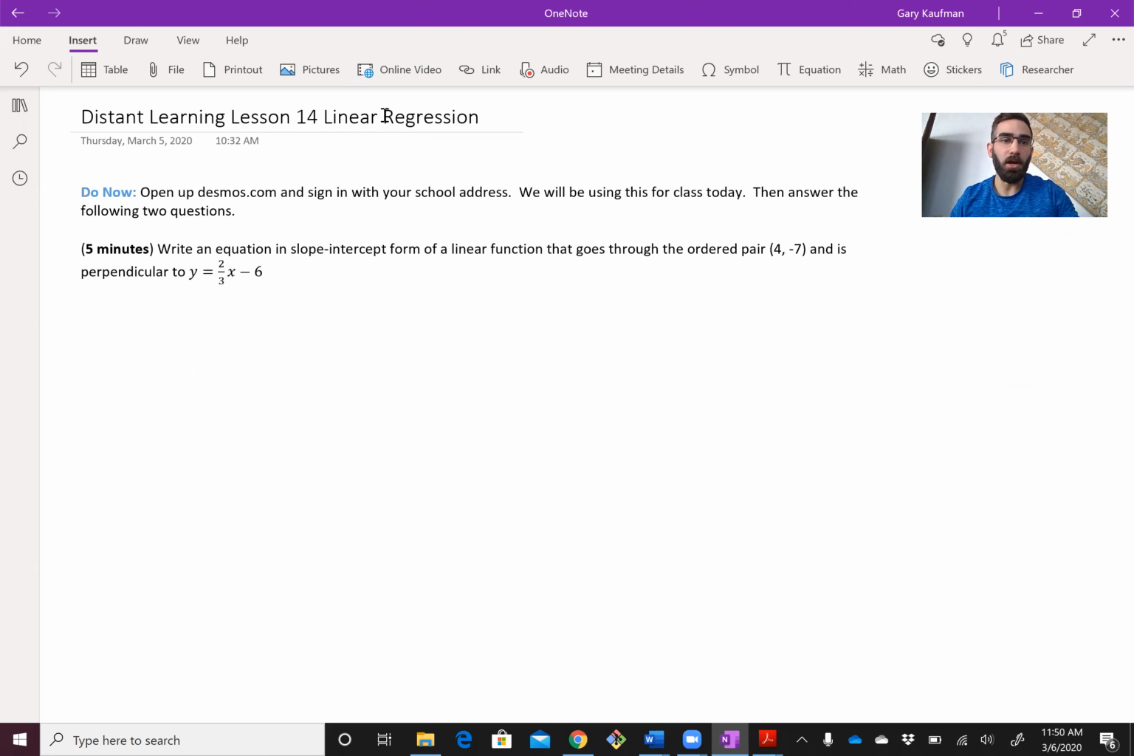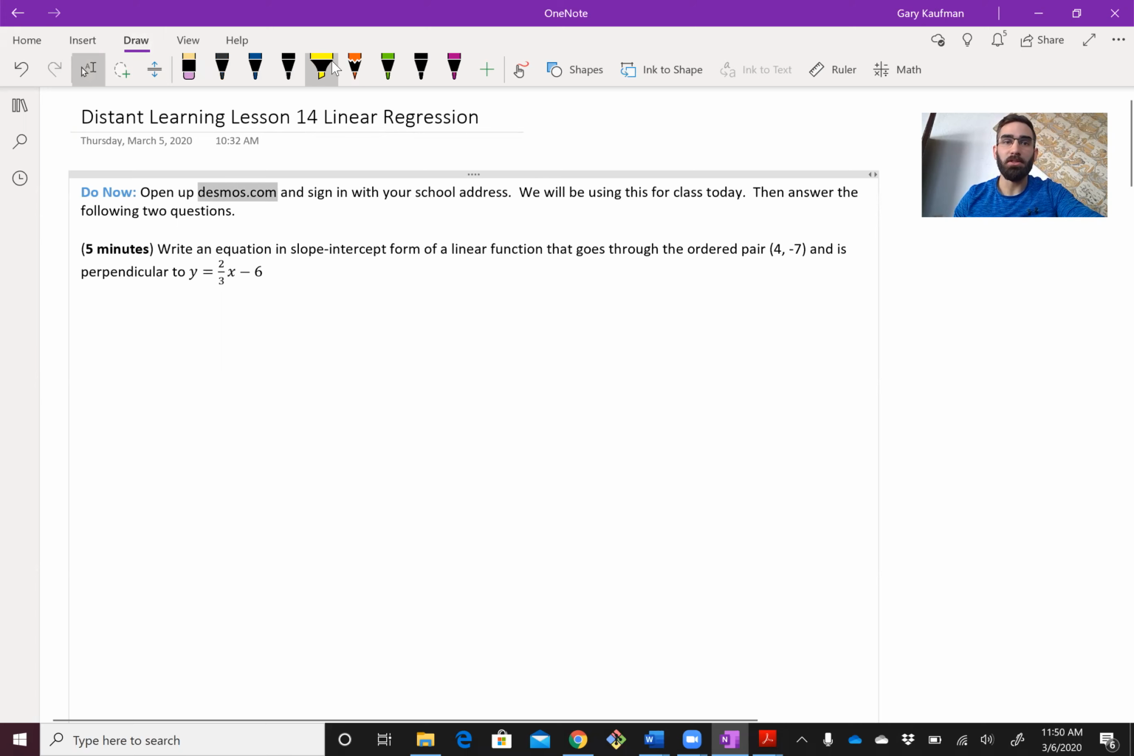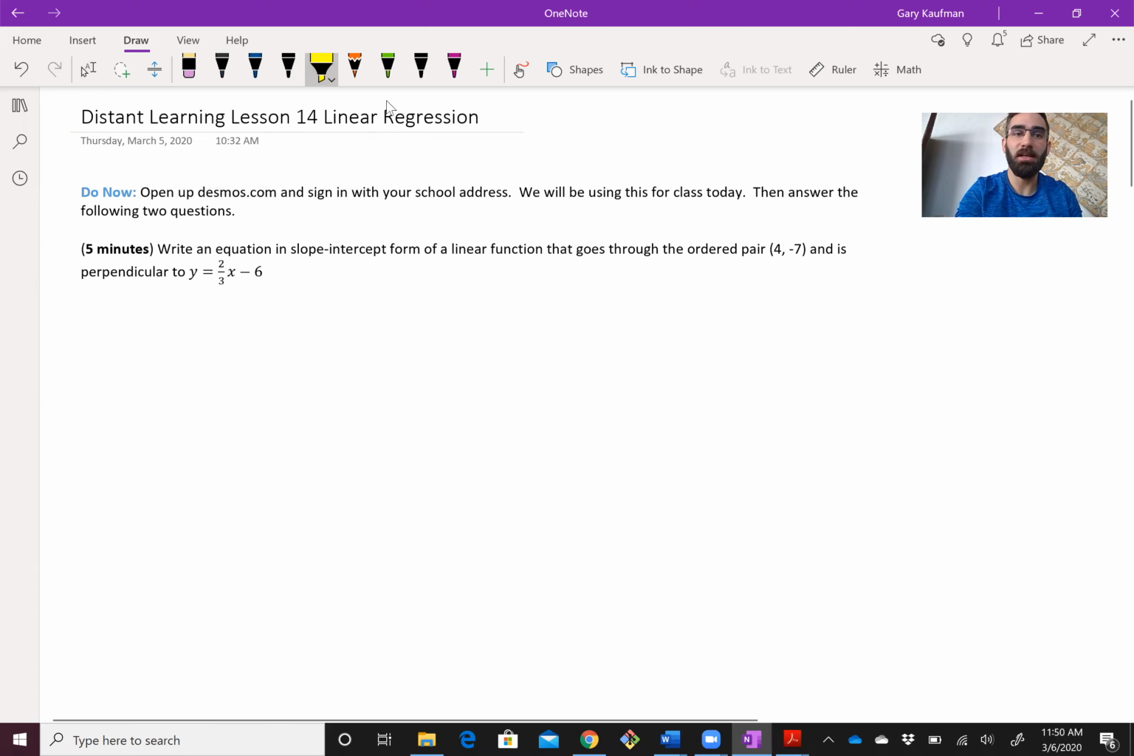Now, before going on, make sure that you open desmos.com because we are going to be using that in today's lesson. So that's desmos.com and sign in with your school address. Then you're going to answer actually one question, not two, just the one question as a little warm up. So get to it and then continue the video.